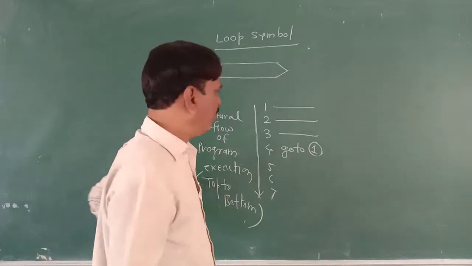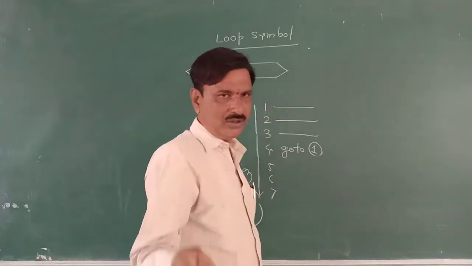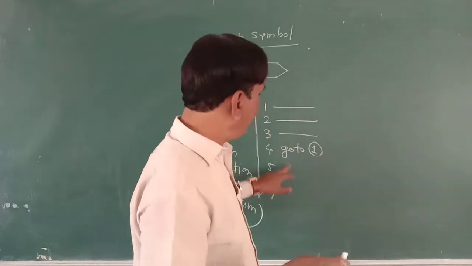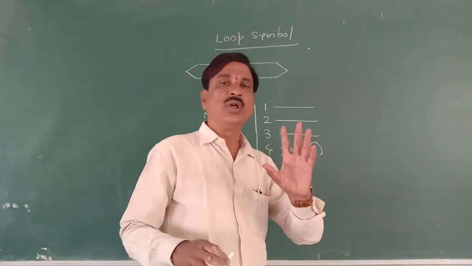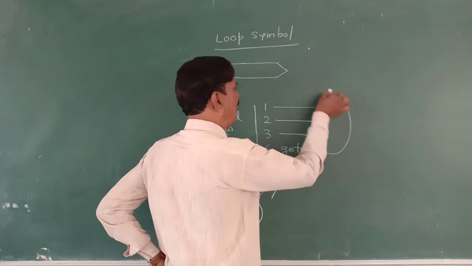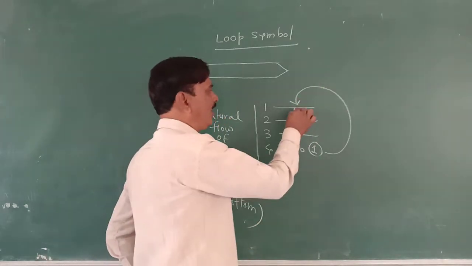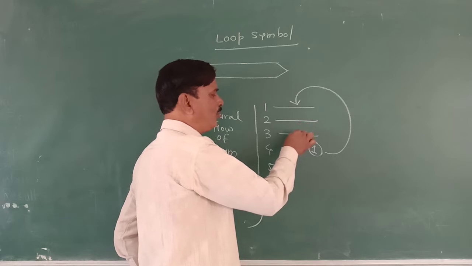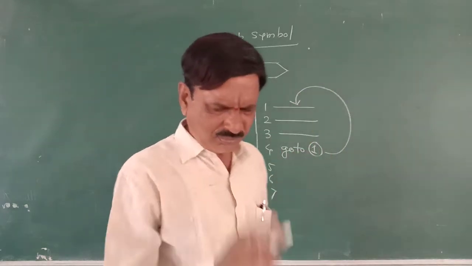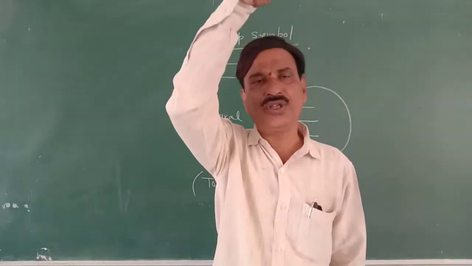So instruction number 1 will execute first, then second instruction, then third, and at the fourth there is an instruction called go to, which diverts the control again to instruction number 1. So what will happen? Again 1, 2, 3 will be executed and go to 1. Again control will be diverted.